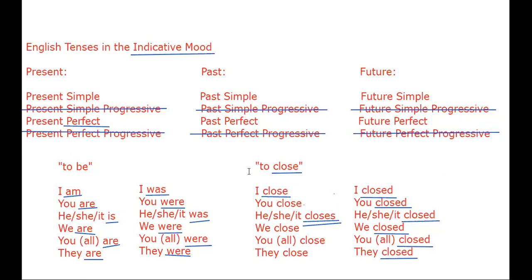So that's how to conjugate verbs in both the present and past. And for the future, you just add will in front of every verb. It's really easy. So everyone is will close. This is like every conjugation. Will close.